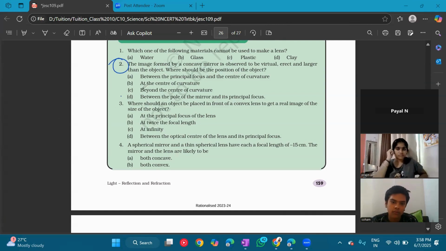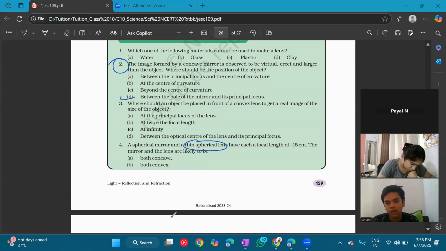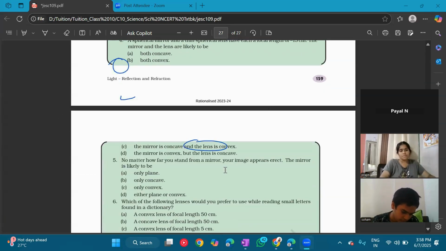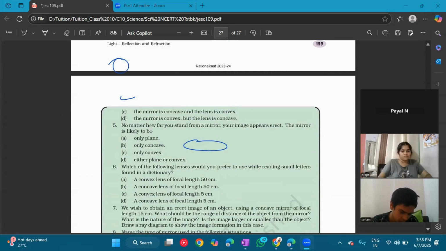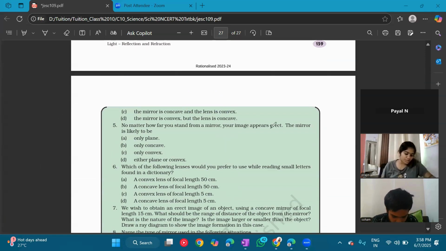D. Last row जो हमने पढ़ा था वो. Right? Now lens we have not done. Spherical mirror. Nothing again, lens we have not done. Then, yes, tell me the fifth answer. No matter how far you stand from the mirror, your image still appears erect.